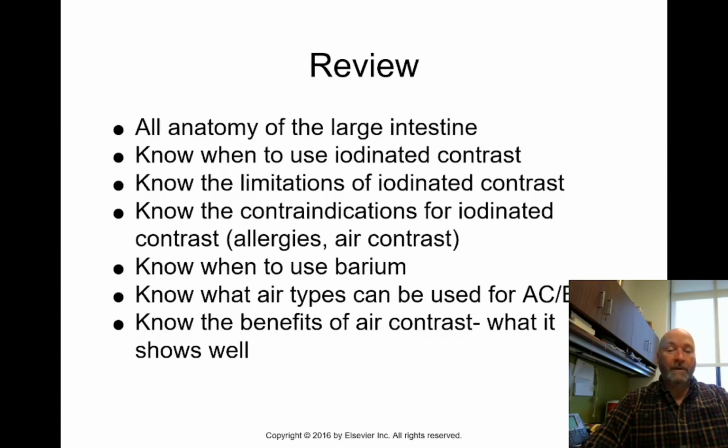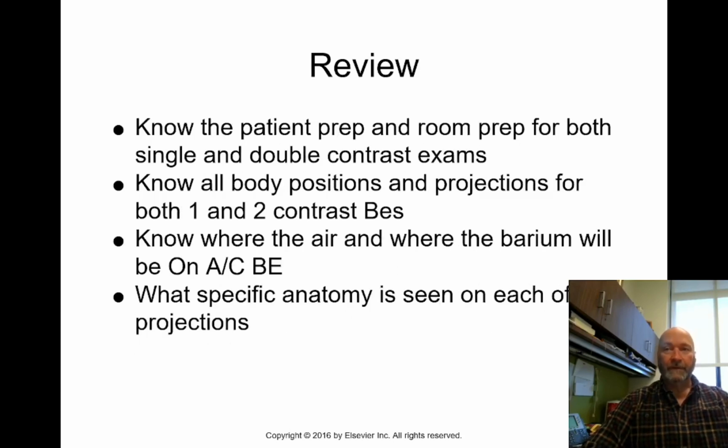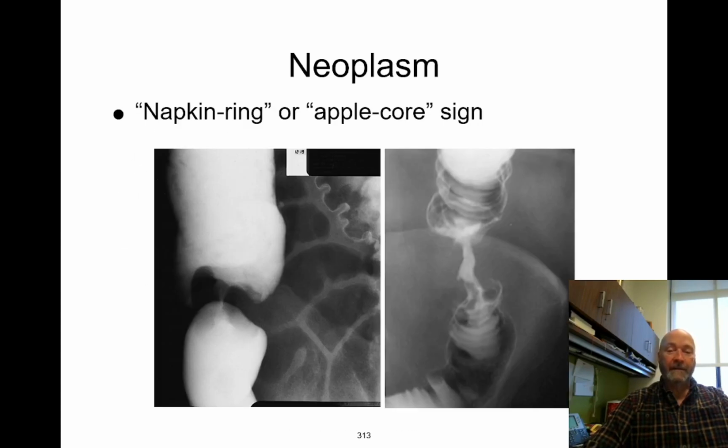So know what types of air that we can use for air contrast, and that's basically room air would be one, and the other would be the CO2. Know the benefits of air contrast. Again, that's going to show you your mucosal lining. Know the patient prep. NPO after midnight, some sort of cathartic laxatives, enema possible. Know all body positions, where the air is going to be and where the barium is going to be on each one of the exam types, and what specific anatomy is shown on each one.